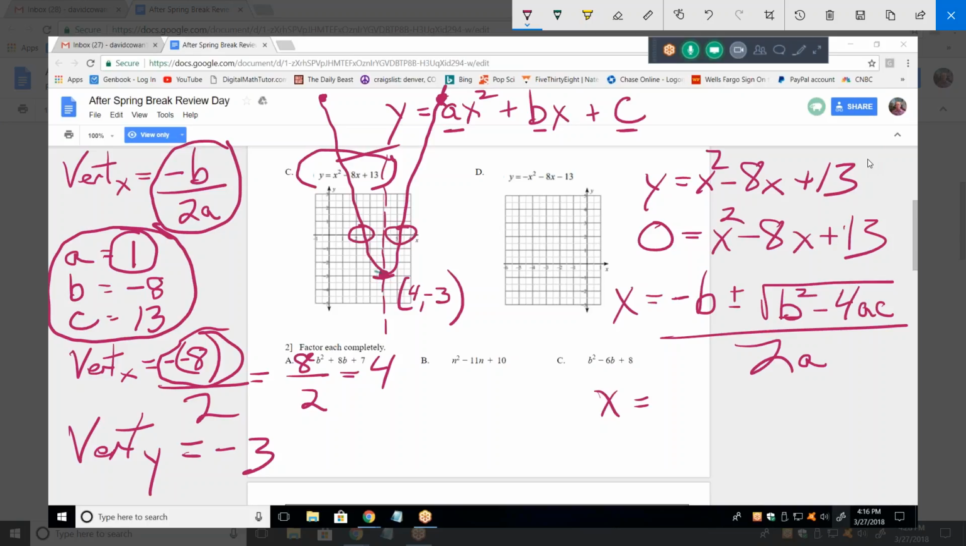But minus b again is what? Minus b is 8. Just 8? Well, what is b? Tell me what b is. We wrote it right over there. Oh, b is negative 8. Okay. So minus b has to be plus 8.